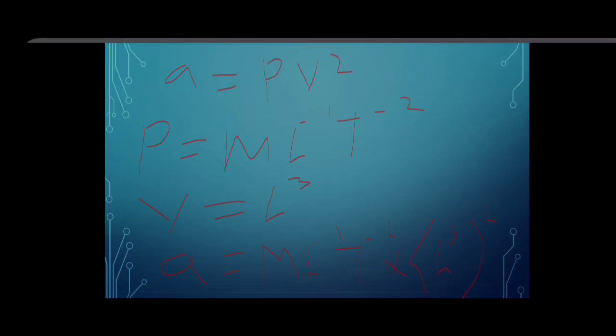What are we going to have? We are going to have a equal to M L raised to power minus 1 T raised to power minus 2 multiplied by L raised to power 6. L raised to power minus 1 multiplied by L raised to power 6 will give us L raised to power 5. So a will be M L raised to power 5 T raised to power minus 2, and that will be the dimension for a.